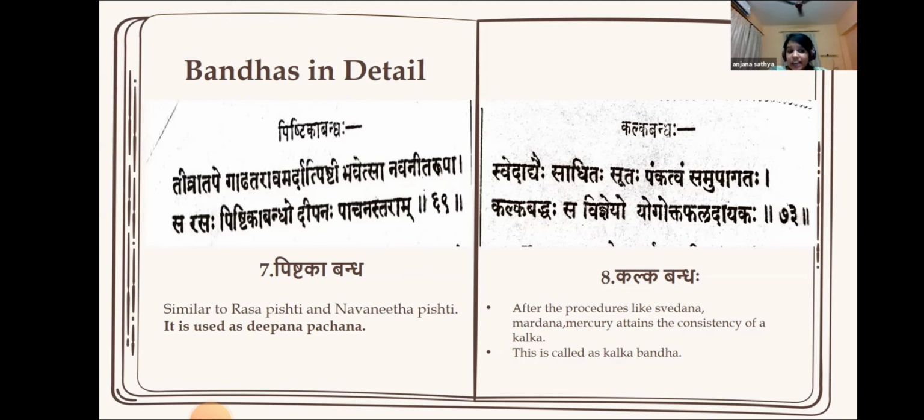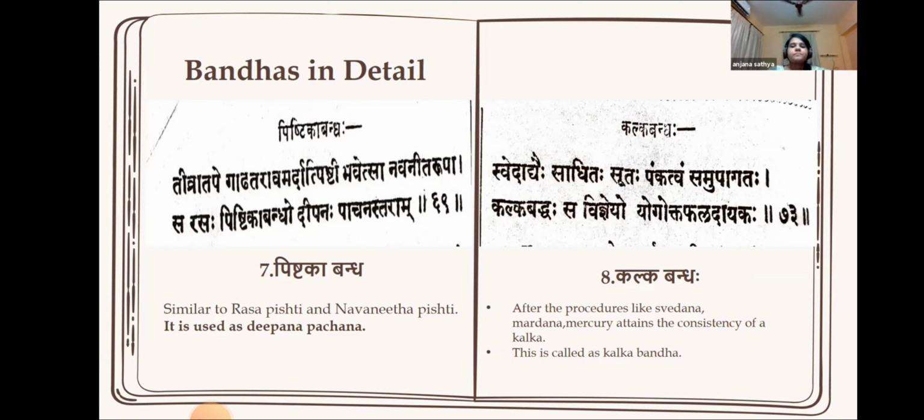Tivra Adabe Gada Tara Avamardhanad Pishti Bhavetsa Navaniyaduruba. So the mercury has to be triturated under hot sun rays in a Galva Yandra till it becomes Navaniyaduruba, buttery-like consistency. That is known as Pishtiga Bandha. The Pishtiga Bandha is used for Deebana and Pachana.